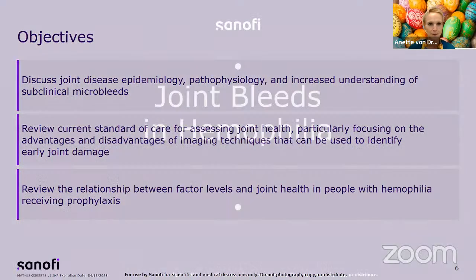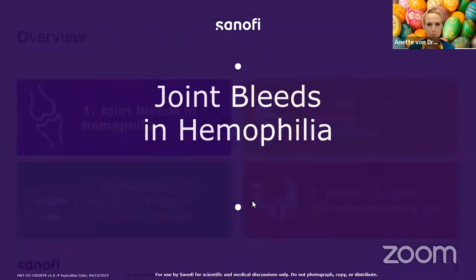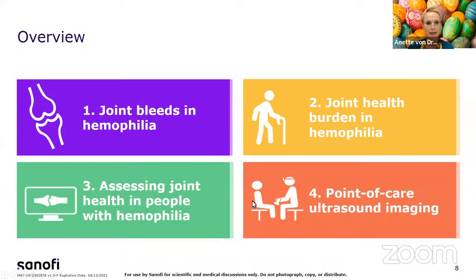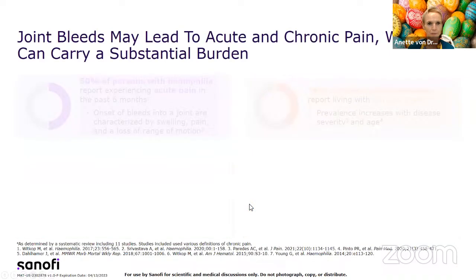So let's talk about joint bleeds. Obviously, we have to encounter joint bleeds in hemophilia, unfortunately, and that secondly translates into joint health burden in hemophilia. Now, how do we assess joint health in people with hemophilia, and how do we progress in that area? And then come to point of care ultrasound imaging.